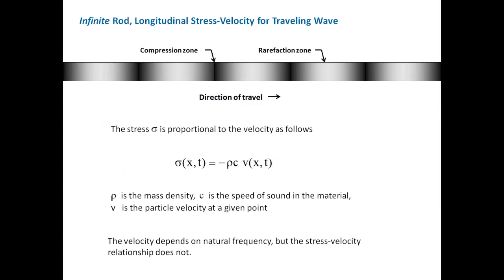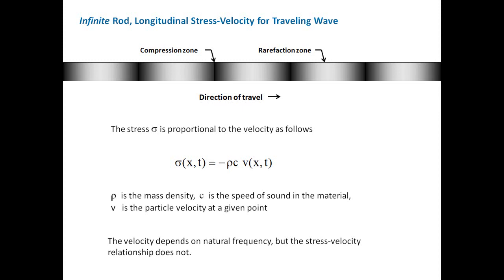So here's an infinite rod, and it's vibrating longitudinally. We're going to consider the longitudinal stress velocity for a traveling wave along this infinite rod. There are various zones where you see the dark gray that turns into black. That's where compression is taking place. And then the light gray areas, that's rarefaction, where the particles are being spread apart. In this case, the direction of travel is from left to right.